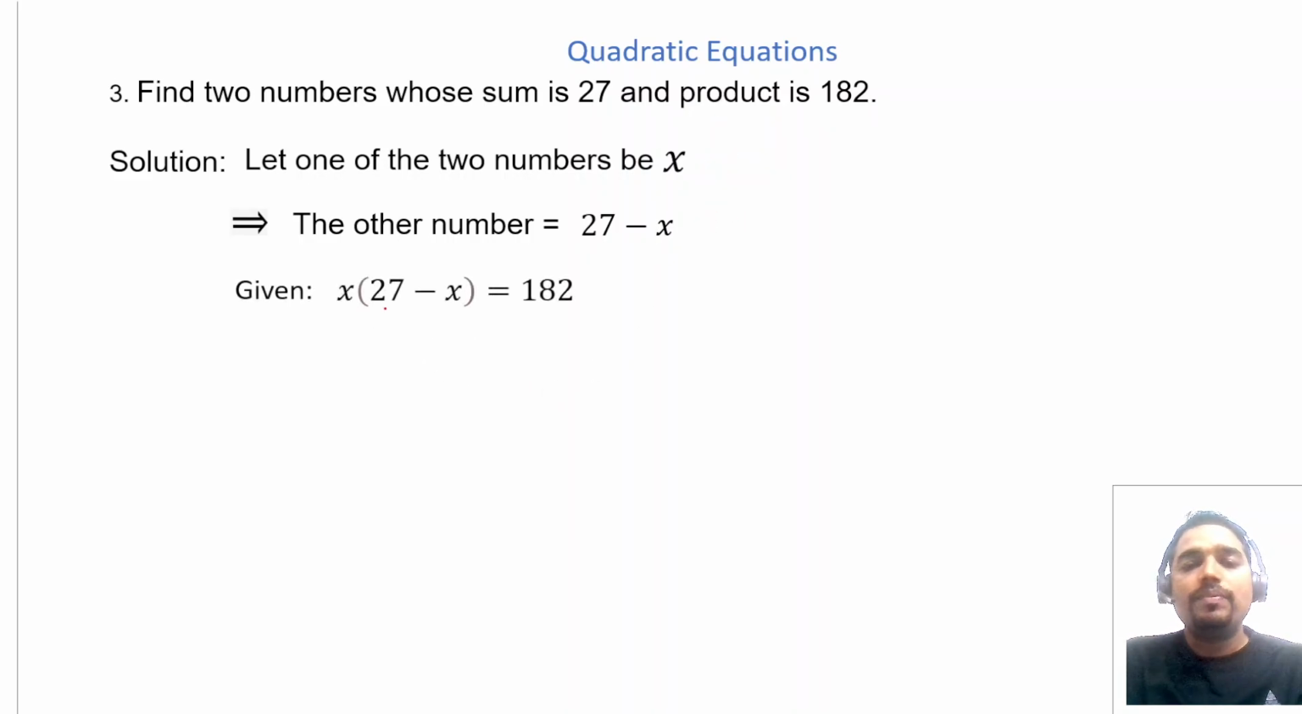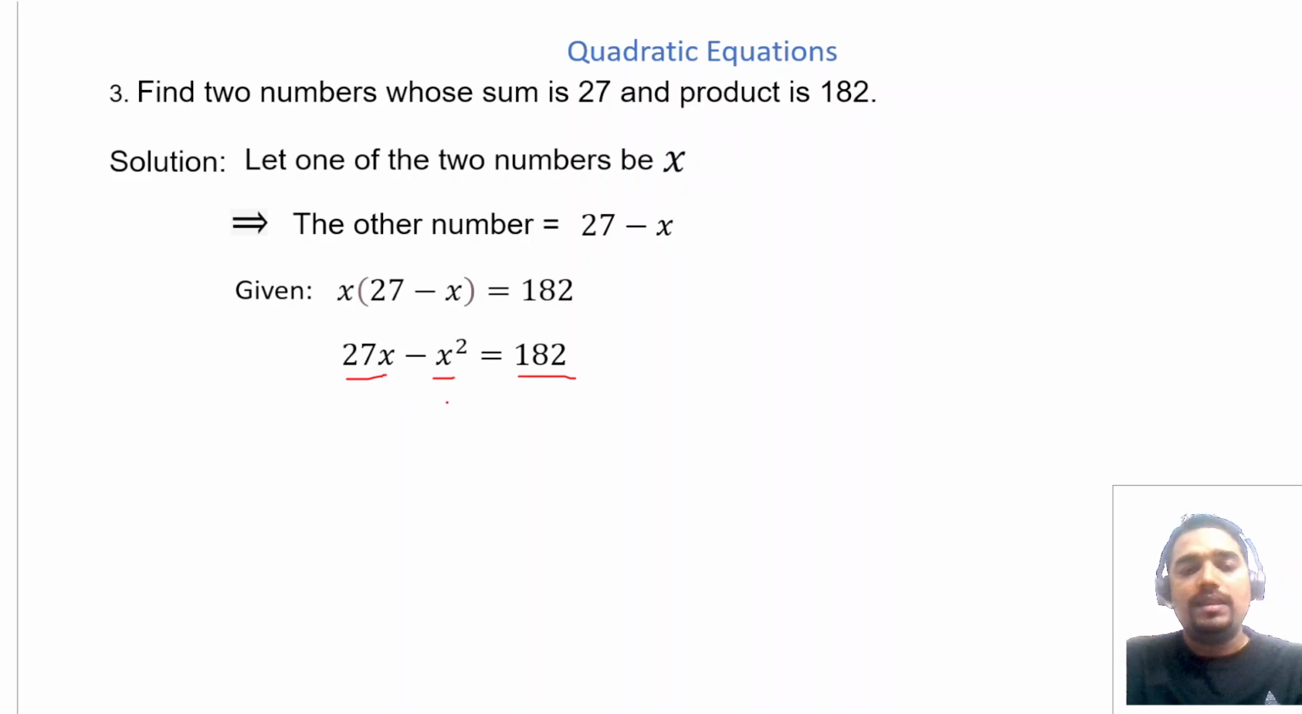Let's note it down. Then in order to get the quadratic equation, simplify the LHS. Upon simplification, x multiplied by 27 is 27x, x multiplied by minus x, that is plus into minus is minus, x into x is x square, is equal to 182. Now we have an x term, an x square term and a constant term. These three are unlike terms which cannot be simplified further.